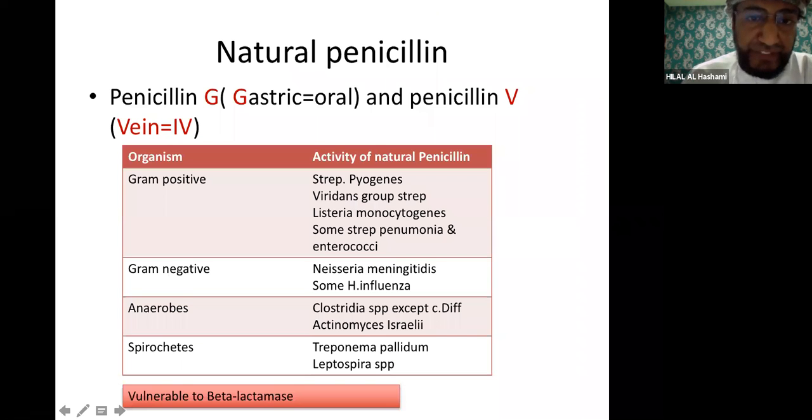The natural penicillins are penicillin G, which is used as IV, and penicillin V, which can be used orally, as it is gastric stable. And this is the coverage. It covers the strep. It's the drug of choice for strep. You can just link the P in penicillin with the P of Streptococcus. It also covers Listeria monocytogenes, and it also covers Enterococcus. In addition, Neisseria meningitidis. For syphilis, it's the drug of choice.